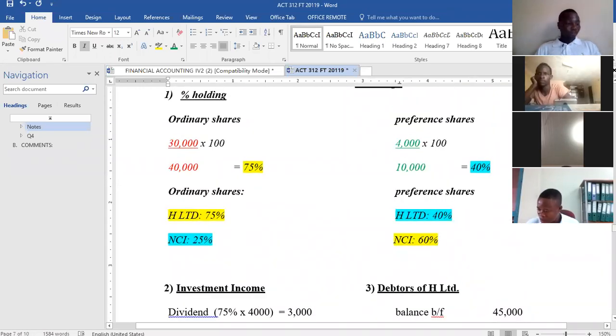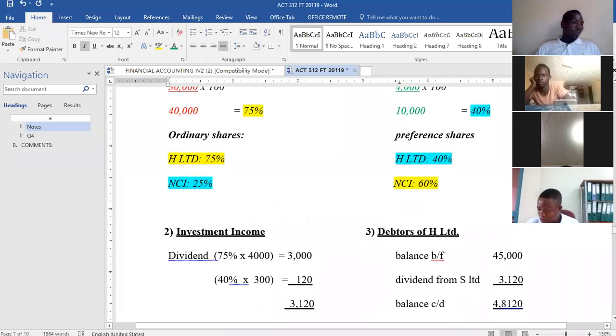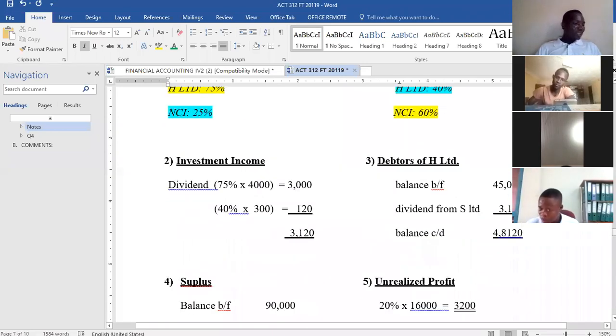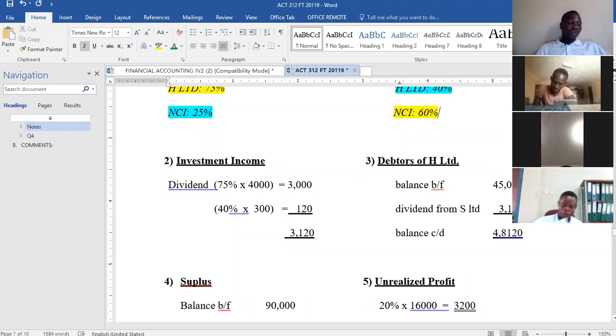Then we will carry on. Now, note 2. They said a remittance of 1,500 sent by H to S Limited on 30th December 2012 was not recorded in the books until 4th January 2013. And this is what we call, sorry, it's called cash in transit.